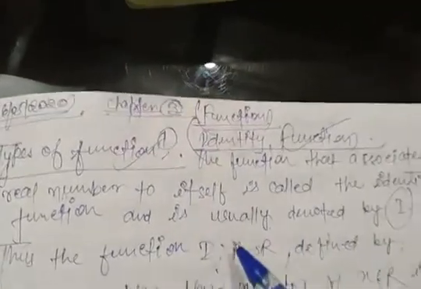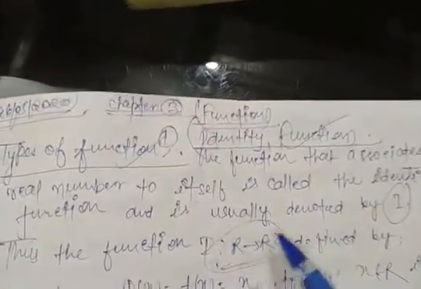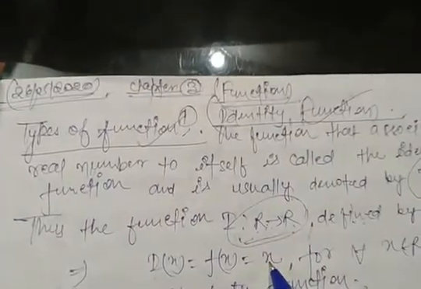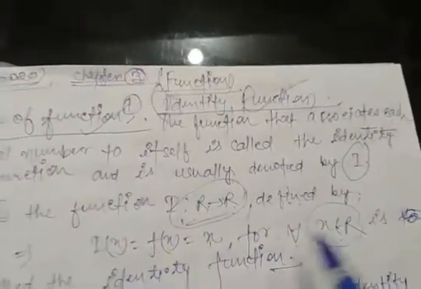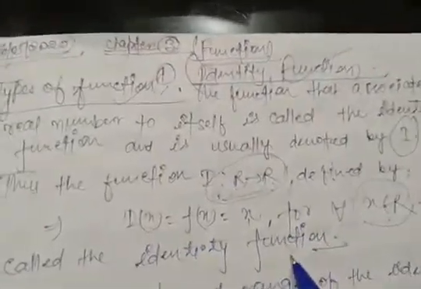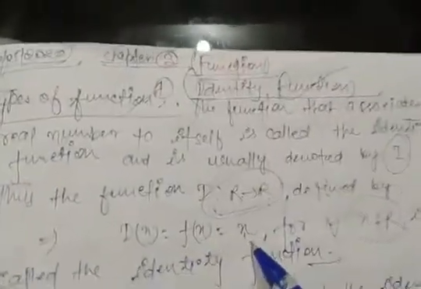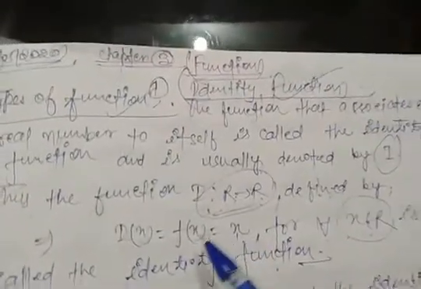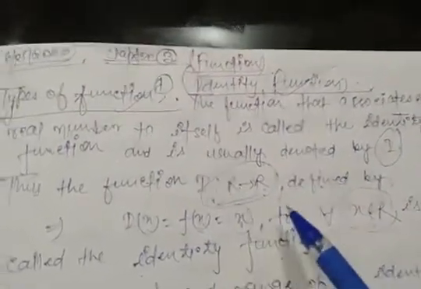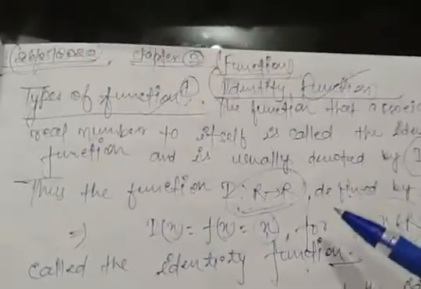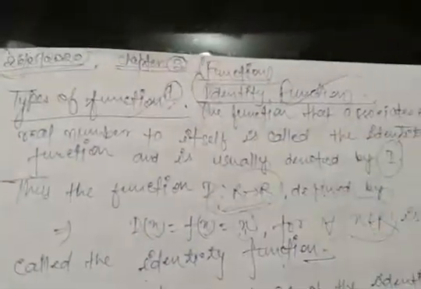Thus the identity function I, from R to R, is defined by I(x) = f(x) = x for all x belonging to the real numbers, and is called the identity function. f(x) = x means that if we put in any value of x, then as a result we get the same value as x. That type of function is called the identity function.